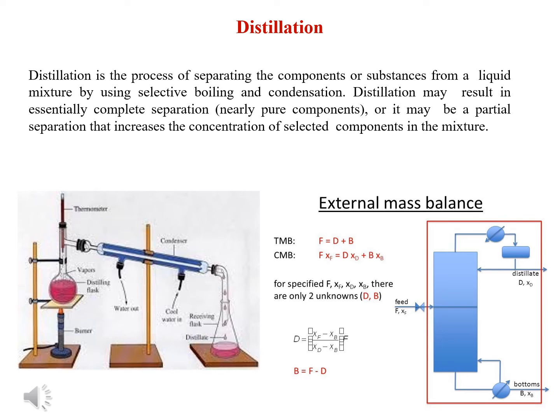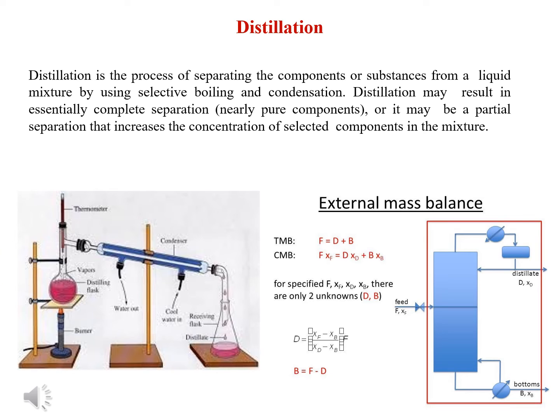Now we are going to discuss one important unit operation that is available in chemical engineering, that is distillation. So what is the definition of distillation? Distillation is the unit operation which is used to separate the mixture of liquid components based upon their boiling point temperature difference. So this is the definition of distillation.